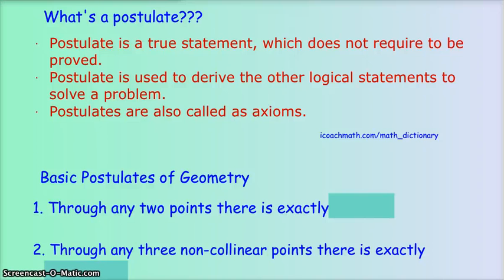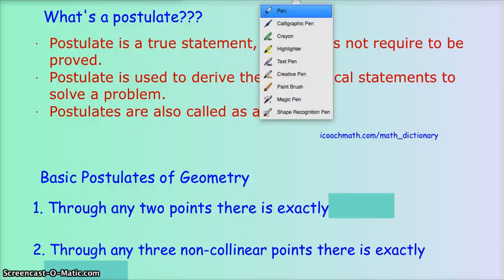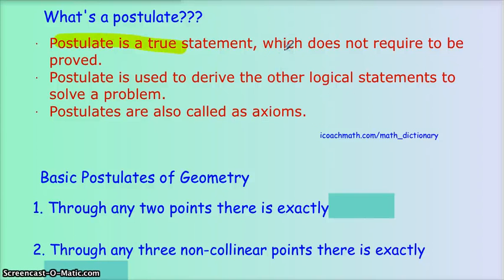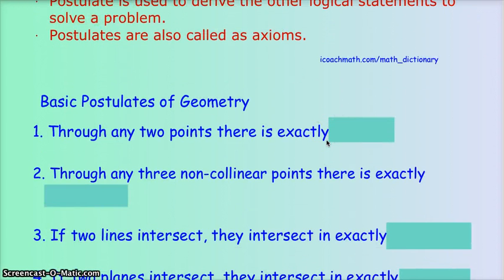All right, a postulate. A postulate is a true statement which is not required to be proved. Postulates are used to derive other logical arguments or to solve a problem. They are also referred to as axioms. Here, the first bullet point is adequate enough to write. There are 4 basic postulates to geometry. They are the following. Through any 2 points, there's exactly 1 line. It is for this reason that when we name a line, we only need 2 points.